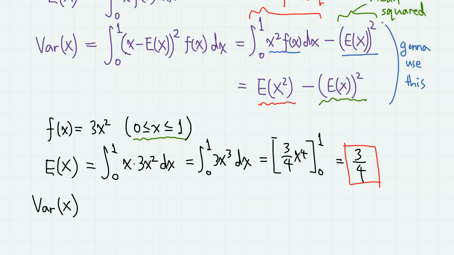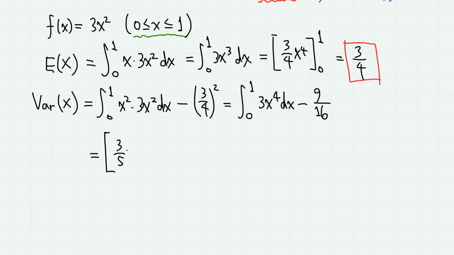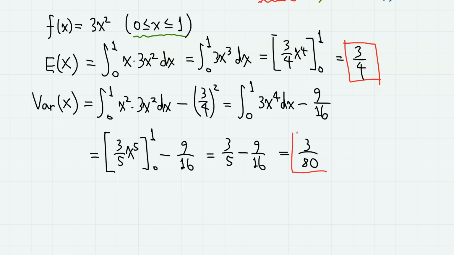And for the variance, let's use this mean of the square minus mean squared property. So we have the integral of x squared times the probability density function 3x squared dx minus the expected value squared. So we have the integral of 3x to the power of 4 minus 9 over 16. So we have 3 over 5 x to the power of 5 minus 9 over 16. So we have 3 over 5 minus 9 over 16, which is 3 over 80. And this is the variance of X.